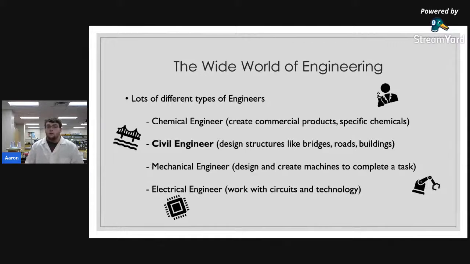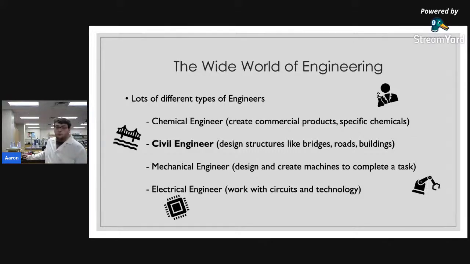So we're going to talk about engineering a little bit for you first. There's lots of different types of engineers. One type is a chemical engineer, and chemical engineers do lots of different things. They create commercial products, specific chemicals for industrial purposes. Civil engineers, like people who build bridges, design different structures like roads and buildings as well. Mechanical engineers design and create machines to complete tasks. And electrical engineers work with circuits and technology.